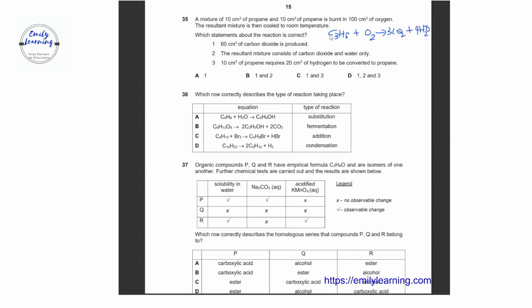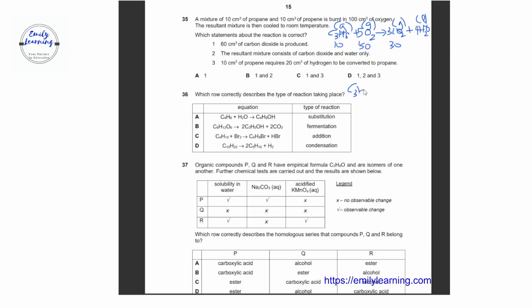It's 3 CO2 because there are 3 C's here, and 4 H2O to get 8 H. Once I have that, I need 5 oxygen here. So if I have 10 cm³ of propane, I'll need 50 cm³ of oxygen and I'll form 30 cm³ of carbon dioxide. I ignore water because water is going to be a liquid. The mole ratio equals the volume ratio only for gases. It doesn't apply for liquids. Because H2O is a liquid while the rest are gases, we cannot use the mole ratio as the volume ratio for H2O.